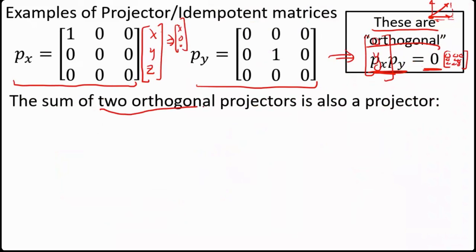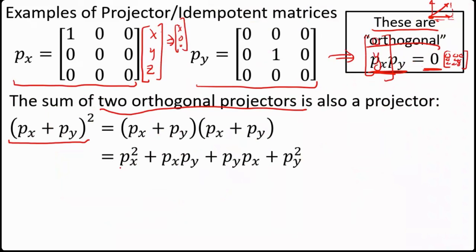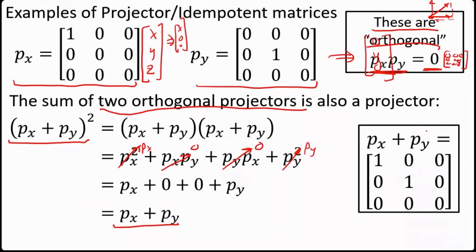Also, fun fact, the sum of two orthogonal projectors is also a projector. If we add these together and square, these parts will go to themselves because they're each projectors, and because they're orthogonal, the middle parts go to 0. So we just get what we started with. That gives this matrix, which is basically projecting in the xy plane. So when we add the x projector and the y projector, we can project something into the xy plane. These are just some fun algebraic facts we're going to use later.